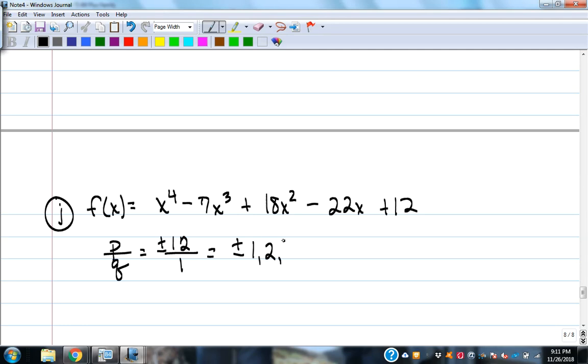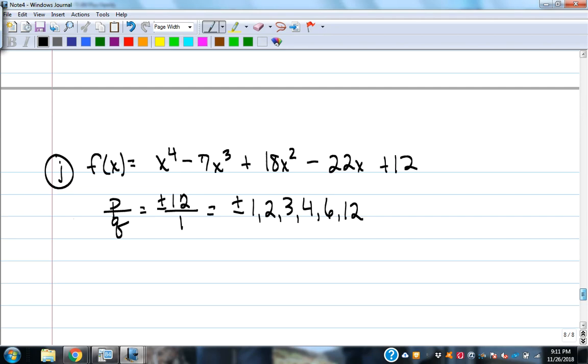1, 2, 3, 4, 6, and 12. Factors of 1, just 1, right? So those are the numbers that are in our list. Plus or minus 1, plus or minus 2, plus or minus 3, plus or minus 4, plus or minus 6, or plus or minus 12. Those are the things that we can try with our synthetic division, okay?